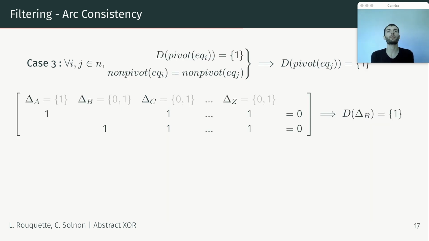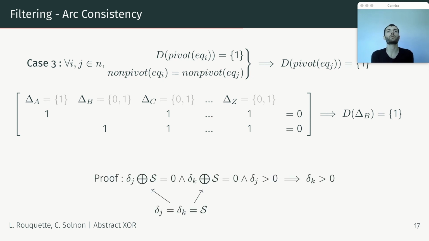The last case is a little bit more complex. If we have two equations that contain the same set of non-pivot variables, and the pivot of one of the above equations is assigned to 1, the pivot of the second equation must also be equal to 1. The proof is that if we have two variables that are the result of the same set of variables, they are equal.